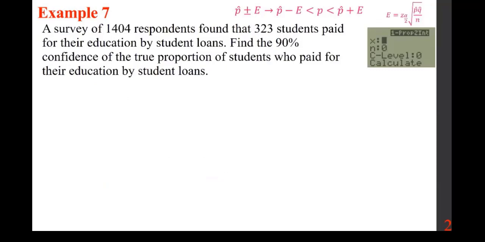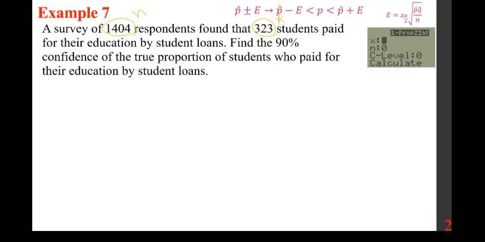Round up. A survey of 1,404 respondents found that 323 students paid for their education by student loans. Find the 90% confidence of the true proportion of students who paid for their education by student loans. We are reading the question, and we need to figure out what is given. If we can figure this out, we are practically done. I start with the first number. What is that? And beautiful. I start with the next number. What is that? X.